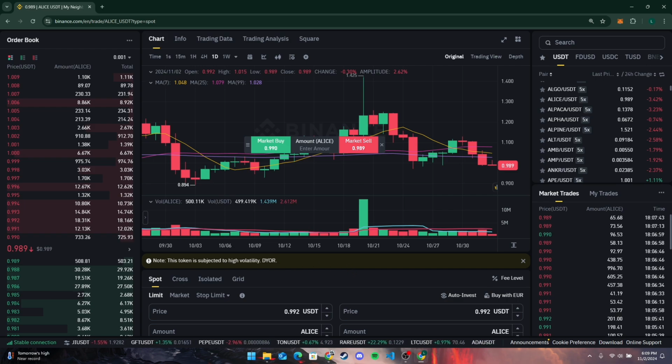By understanding these basic chart elements and patterns, you can better interpret price trends and make informed trading decisions. So that is how you can read the Binance chart.